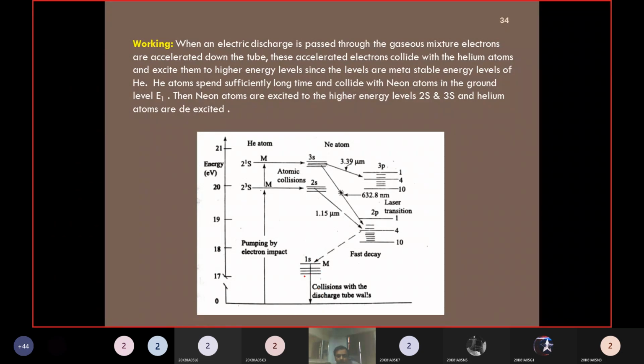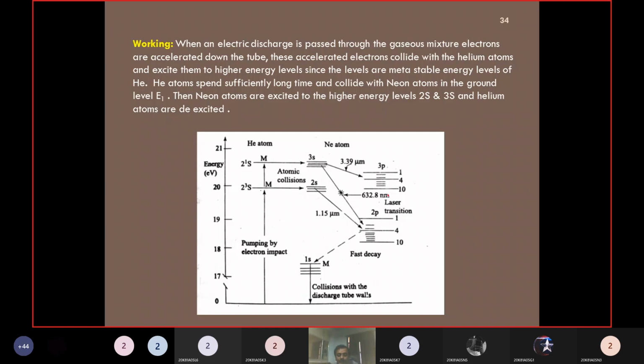And from 1s to the ground state, the energy gap is very small. That's why, due to collisions with the discharge tube walls, the decay occurs. So there is no radiation emitted from this transition.